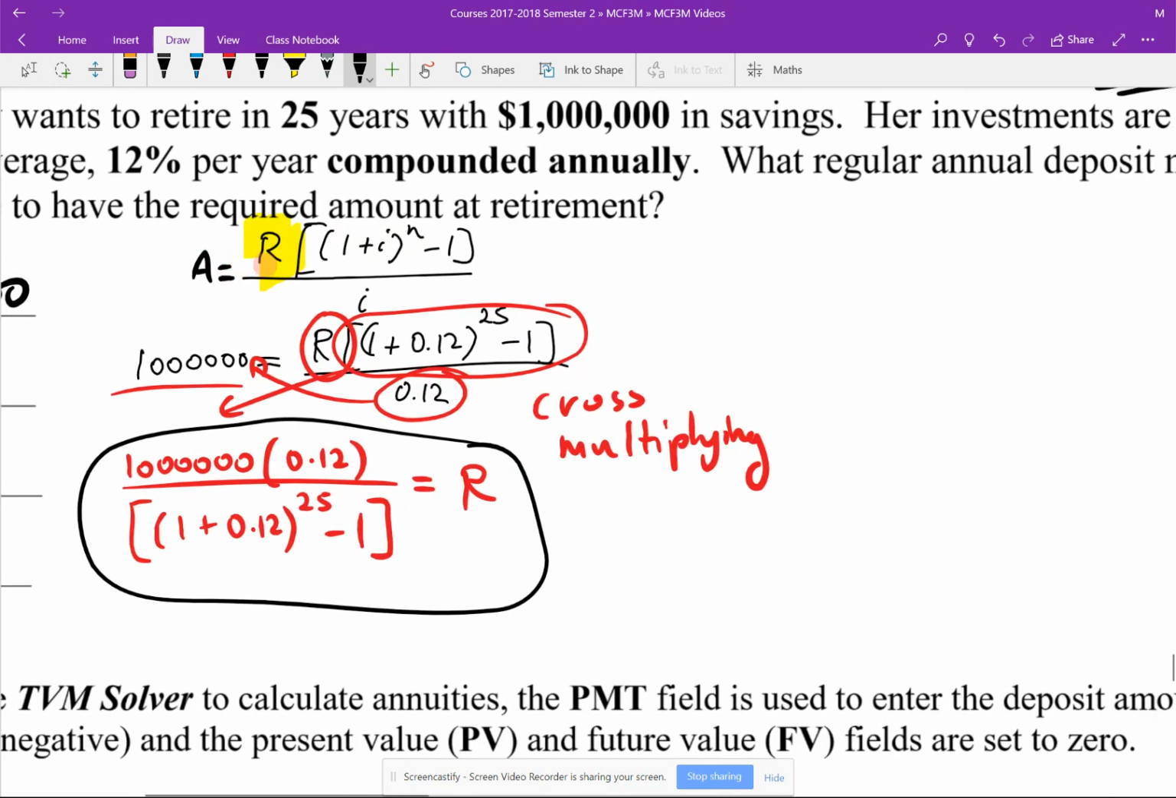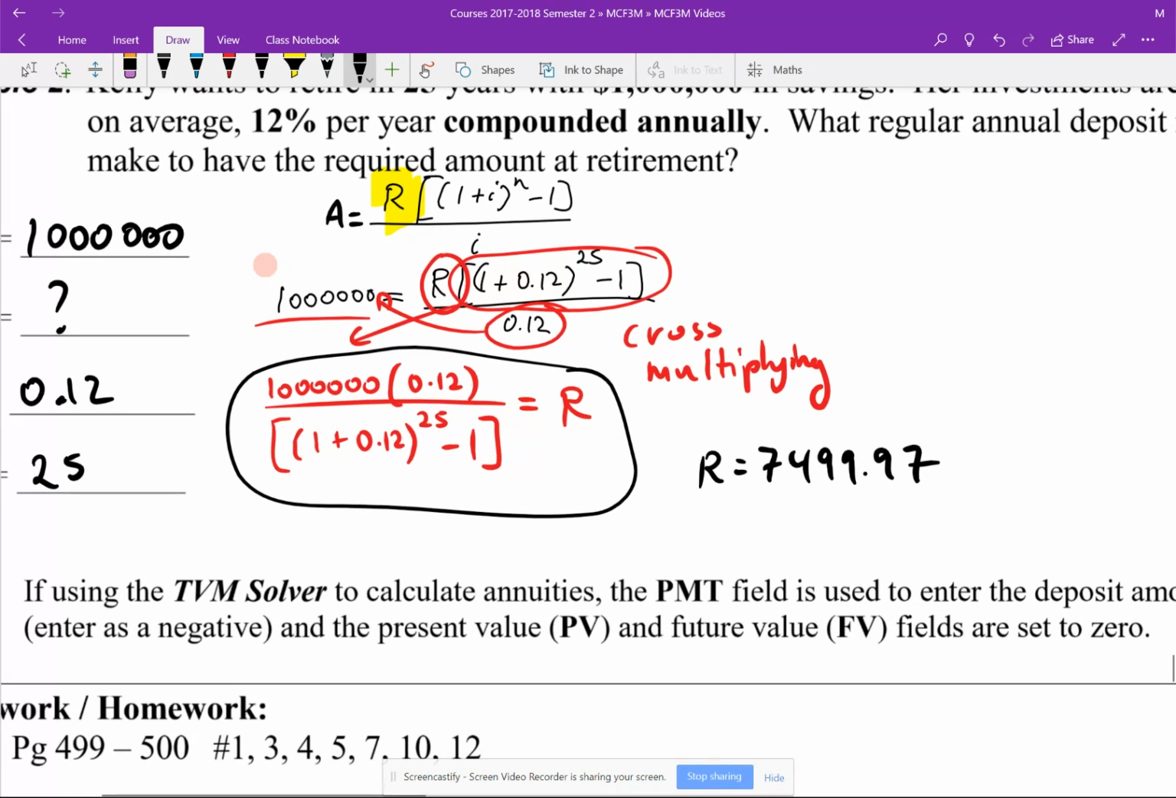And if I solve for R, it is going to be 7,499.97. Okay, and that is the example there. All right, some practice problems for you to try.